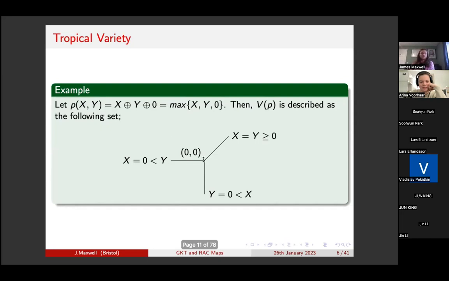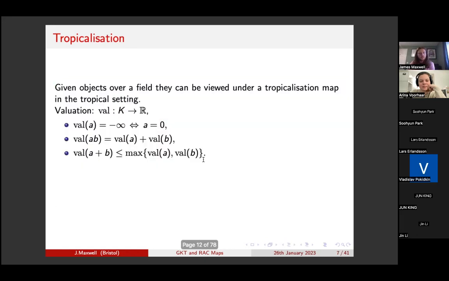There's some wonderful things we can do with tropical varieties. This is a tropical plane curve. There's lots of things that we can say and some nice combinatorics we can do with describing roots. But one of the things I'm going to talk about today is how we translate from normal algebraic geometry to some tropical geometry. One way of describing this is an operation called tropicalization.